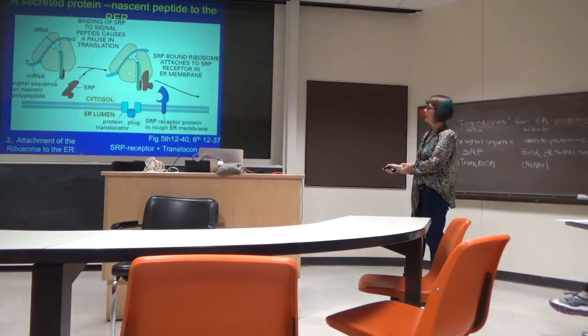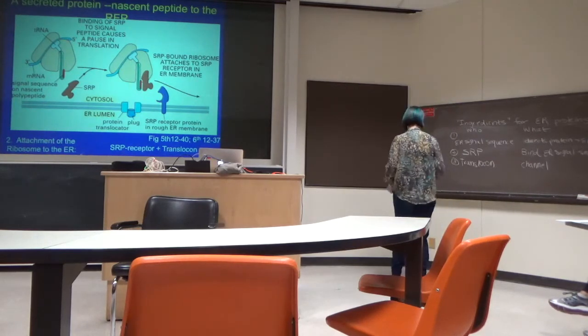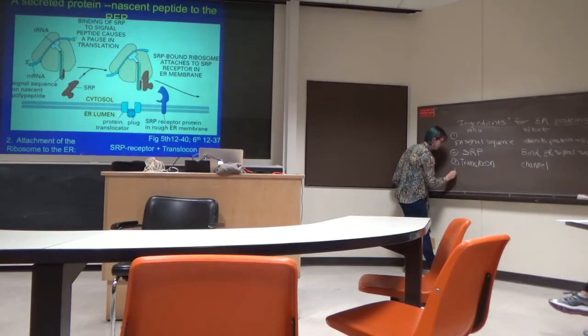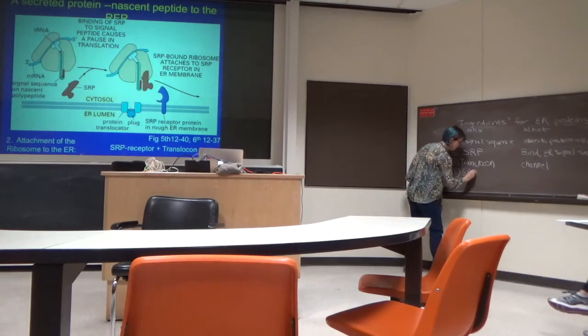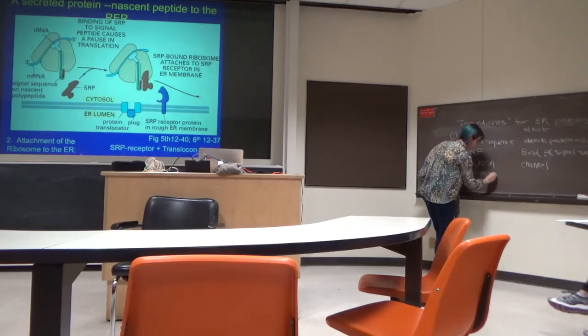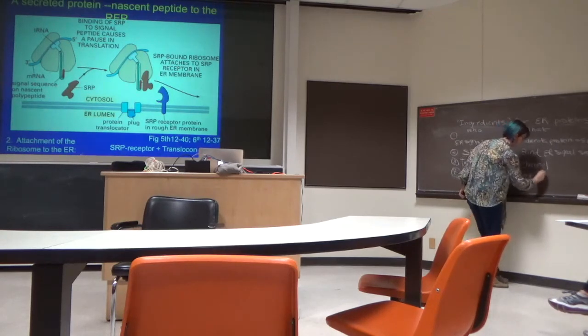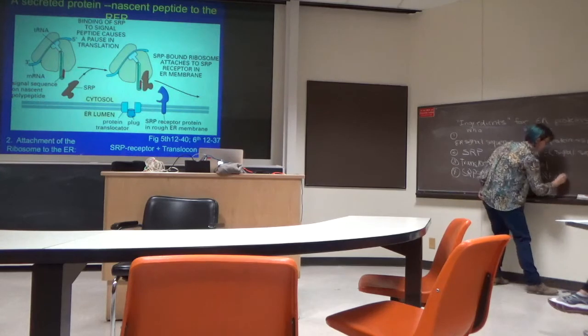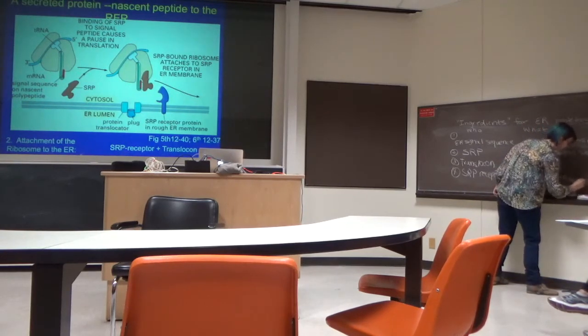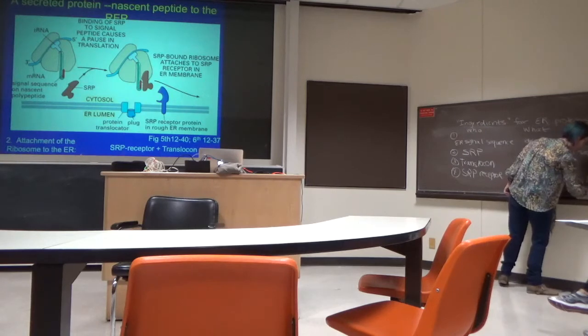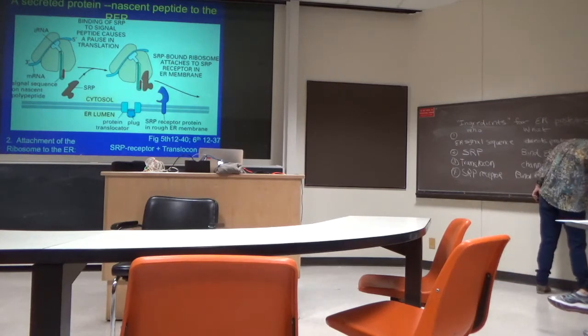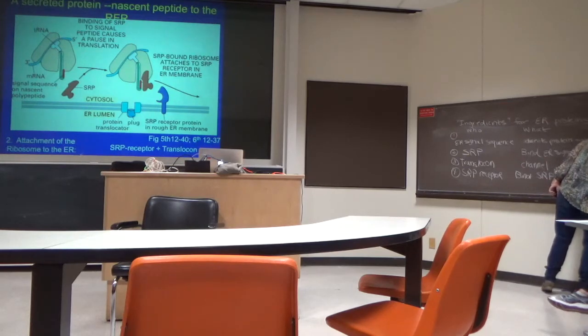And that hangs around until SRP complexed with the ER signal sequence binds to a receptor on the ER membrane called the SRP receptor. So we have a fourth ingredient right here, the SRP receptor. This will bind the SRP ER signal sequence complex. And it will tether that to the ER membrane.